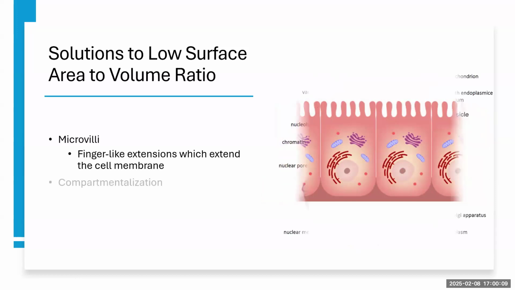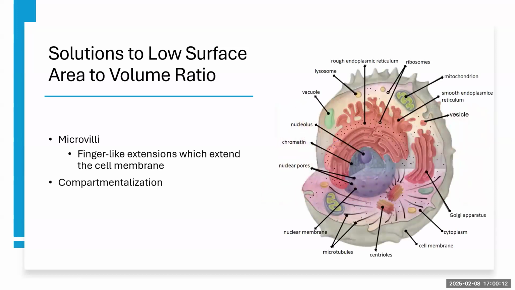Cells have also evolved something called compartmentalization, which is having membranes on the inside of cells. And these membranes have very specialized functions. So not only does compartmentalization add more cell membrane on the inside of the cell, if we look here, we see compartments like the Golgi apparatus, the ER, mitochondria, and lysosomes, etc. All of these compartments are made up of membranes, and all of these membranes increase surface area on the inside of the cell for reactions to occur.